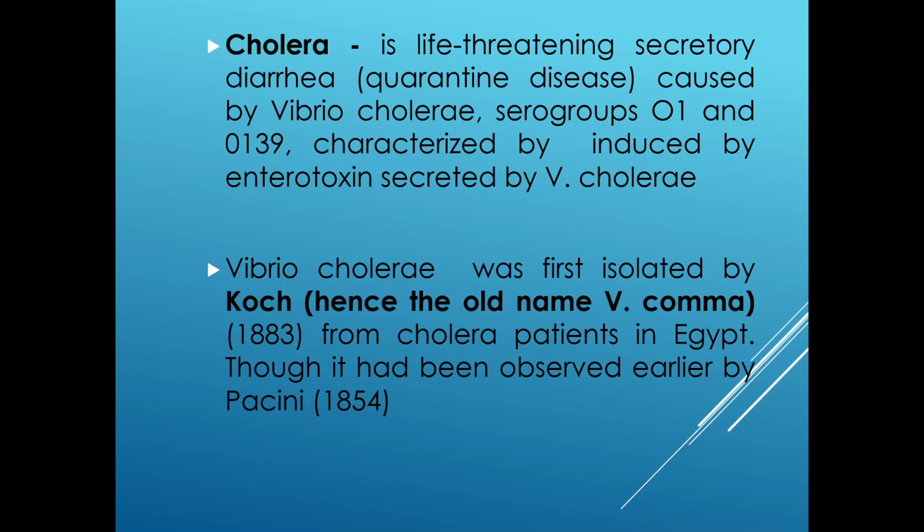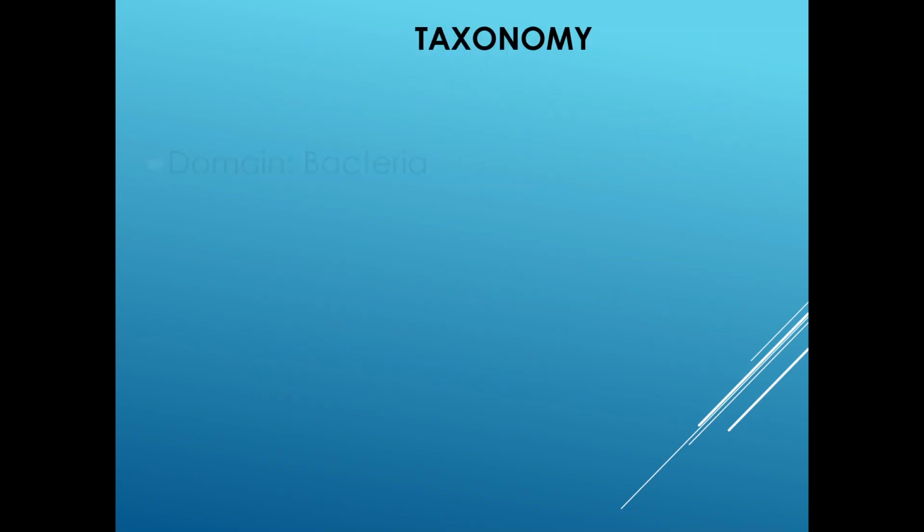The old name of Vibrio cholerae was Vibrio comma, isolated in 1883 from cholera patients in Egypt, though it had been observed earlier by Pacini in Italy.